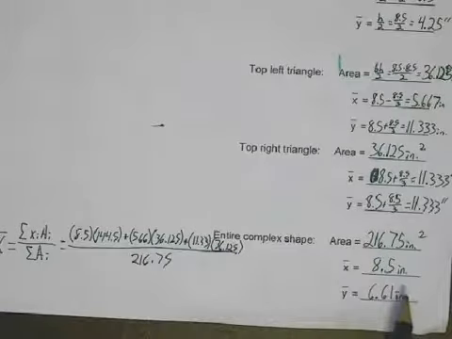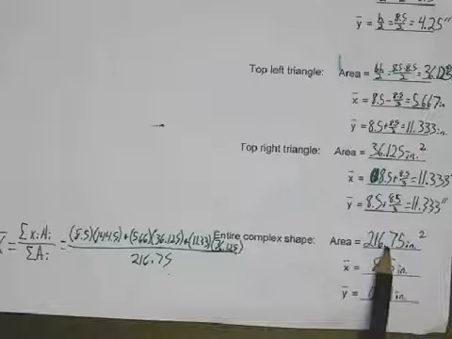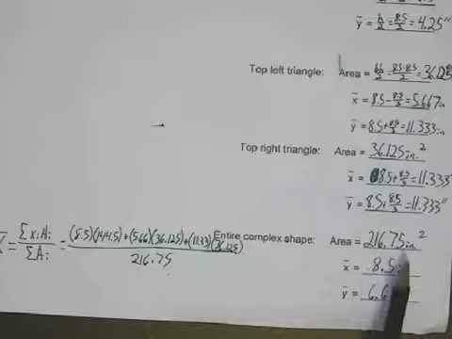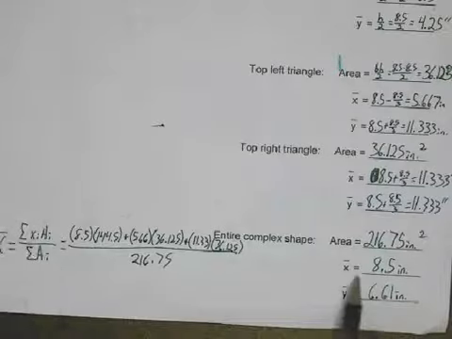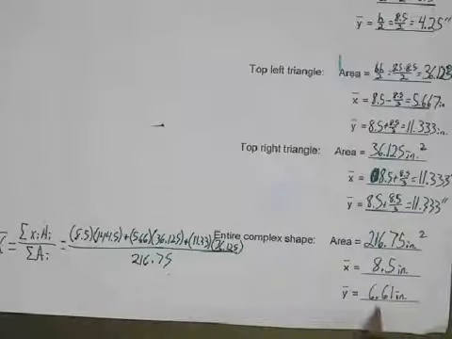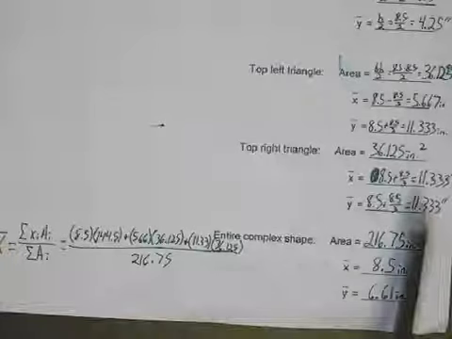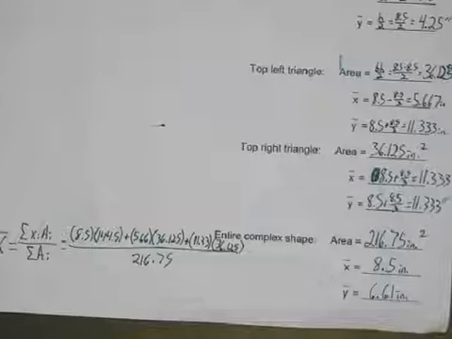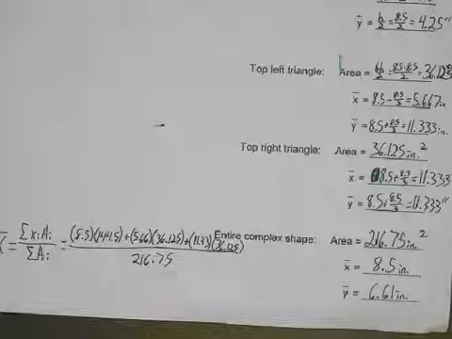This area right here would just be adding our areas together, so that gives you your bottom number, your 216.75. When you figure out this whole equation, your x bar is equal to 8.5, and your y bar is equal to 6.61. For y, you would do this exact same process, but you would use all of your y bars in place of your x bars. So that would be the first problem. We'll be moving on to the second one in our next video.